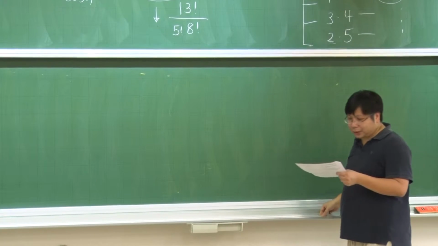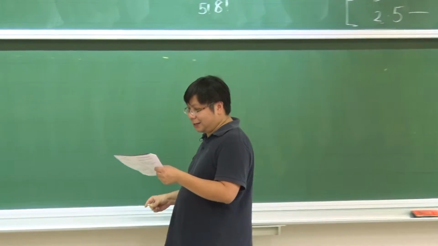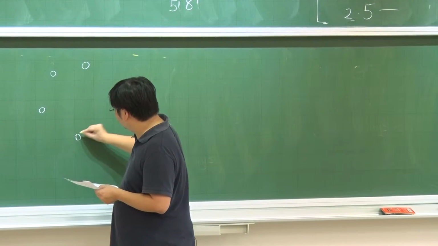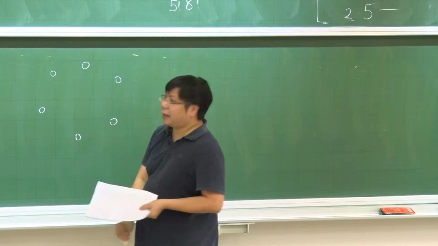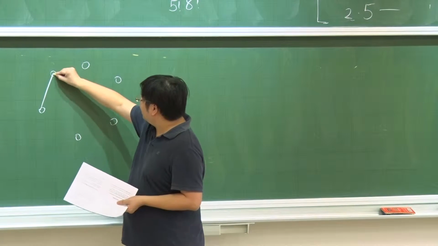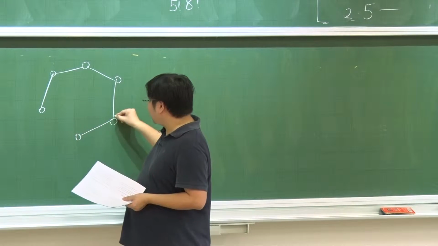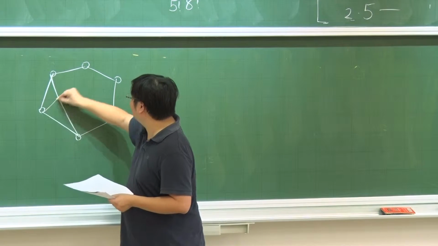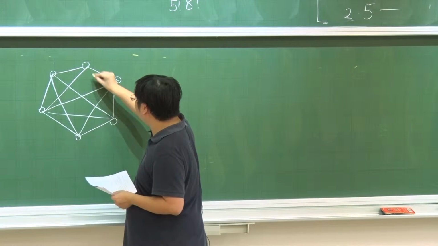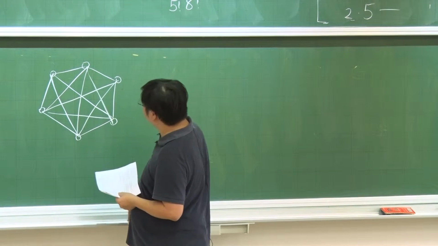Now, the next one is a super hard problem, okay? Let's have 6 vertices, and we can join every 2 of them by a line. Is that enough?